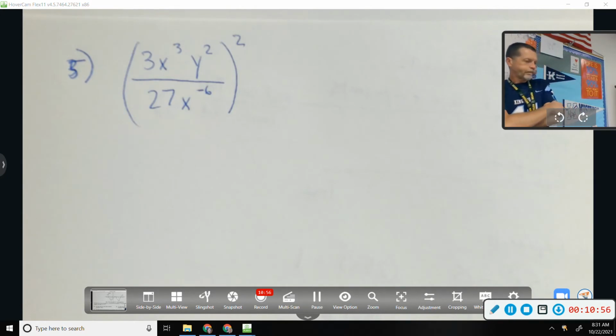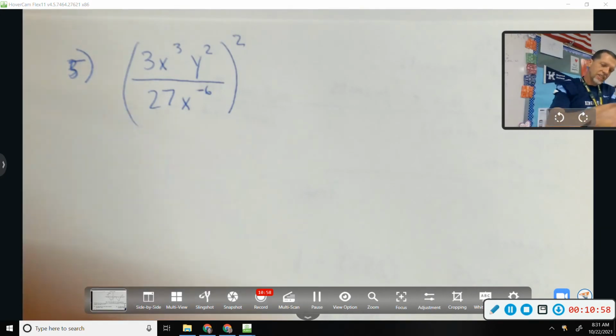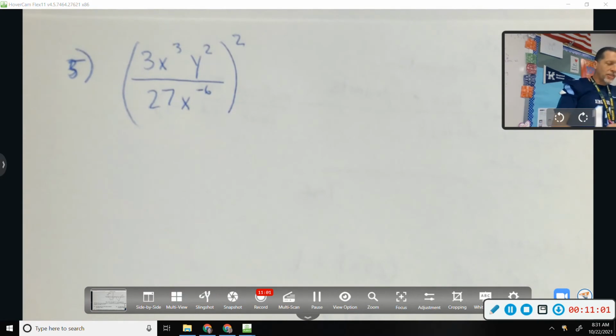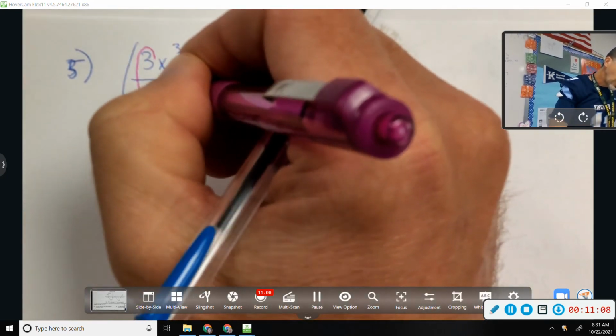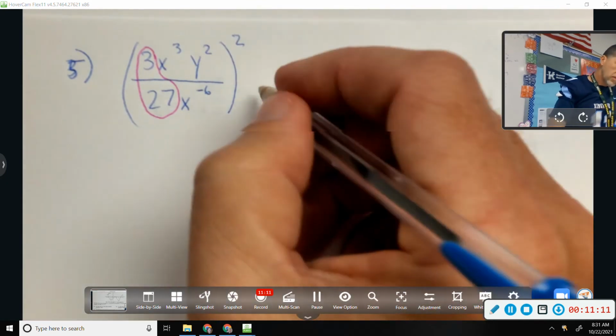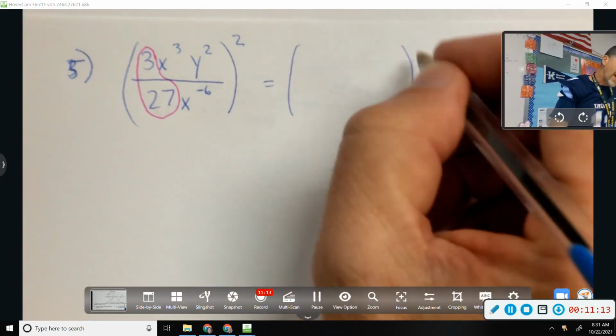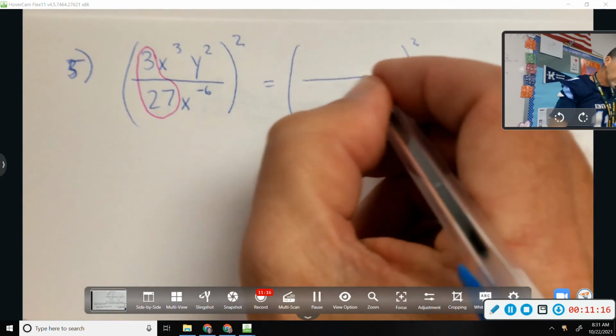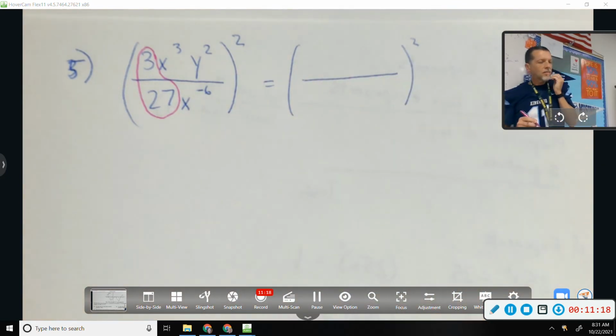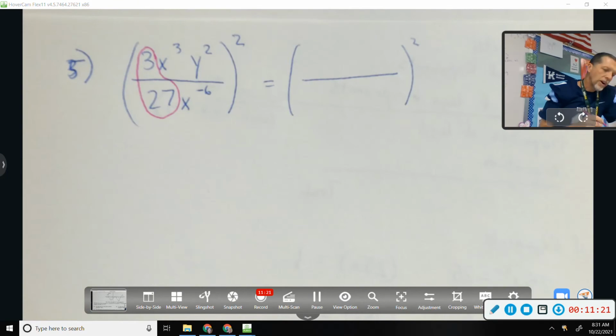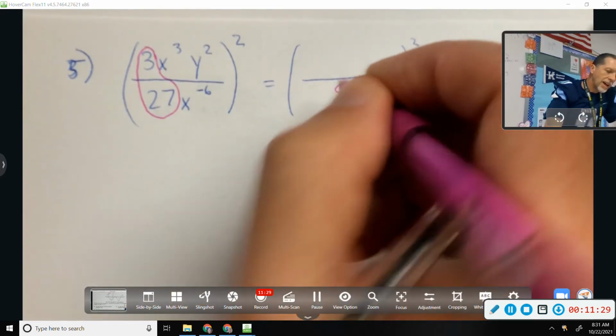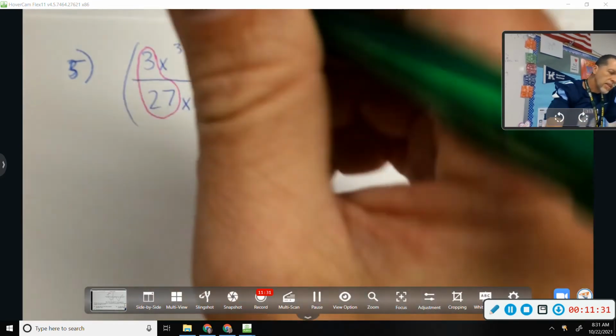So what do I do first? I would not square everything because I don't want to square 27. Let's reduce. I can reduce the 3 and the 27. In fact, I'm going to square last, actually. If I reduce the 3 and the 27, what does that leave me with? 1 and 9. That leaves me a 9 in the bottom.